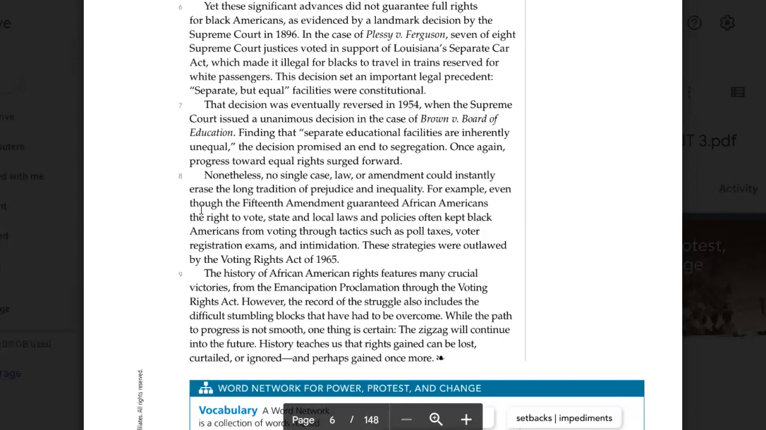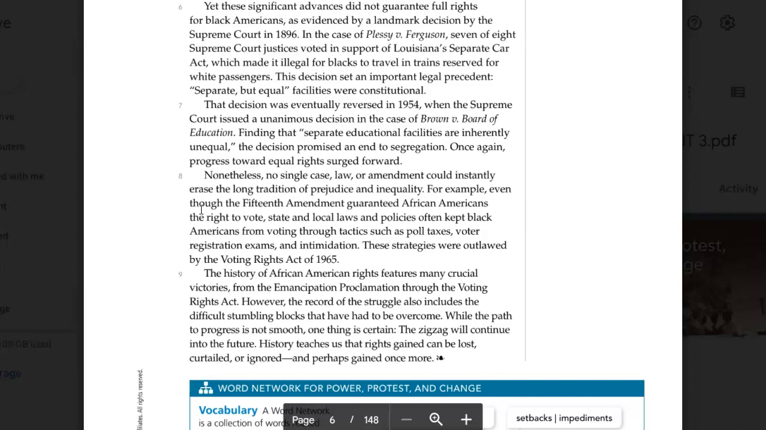Nonetheless, no single case, law, or amendment could instantly erase the long tradition of prejudice and inequality. For example, even though the 15th Amendment guaranteed African Americans the right to vote, state and local laws and policies often kept Black Americans from voting through tactics such as poll taxes, voter registration exams, and intimidation. These strategies were outlawed by the Voting Rights Act of 1965.